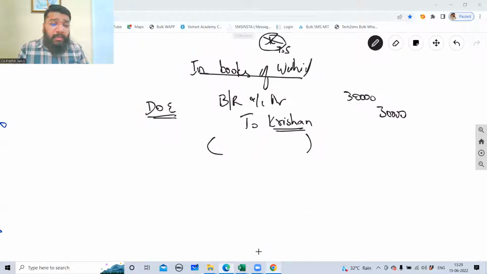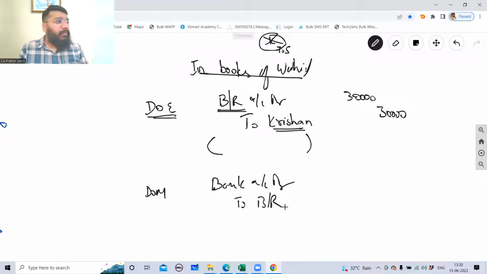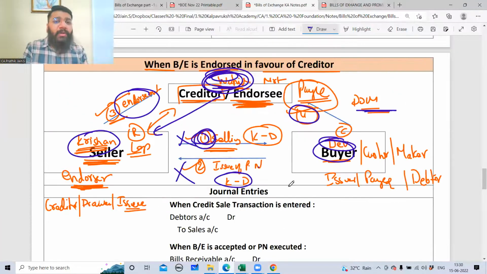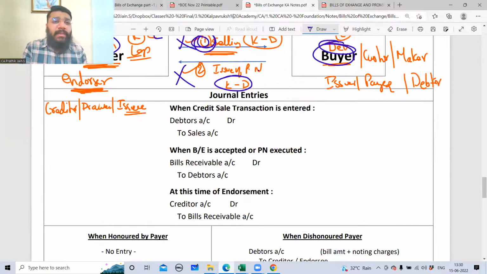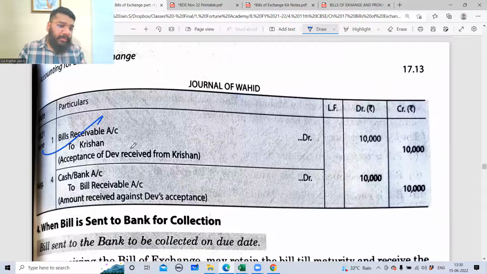Then what happens is the fourth transaction taking place between Wahid and Dev. On the date of maturity, the bill has been honored, which means what? He's going and giving this bill to Wahid, and in turn, Wahid is giving you money. So cash or bank account debit to bills receivable. I have to close the asset. 30,000, 30,000. Any problem in this? On the date of maturity, you'll pass this entry. Only two entries in books of Wahid, because the third and the fourth transactions are the ones taking place between the two. Only two transactions.